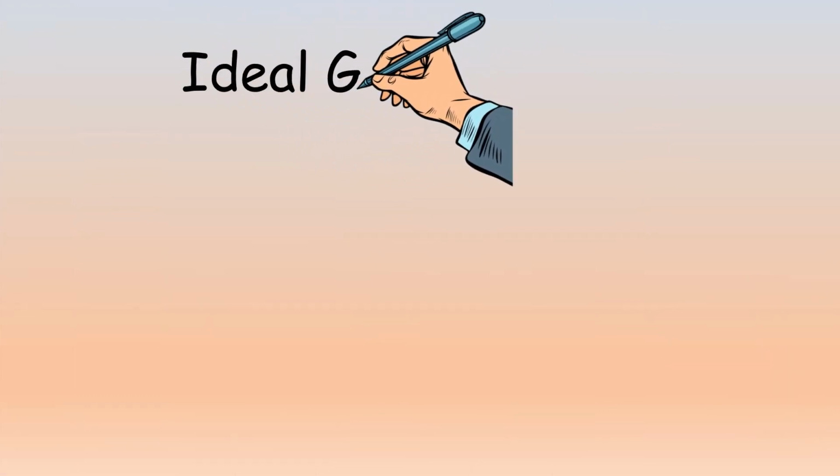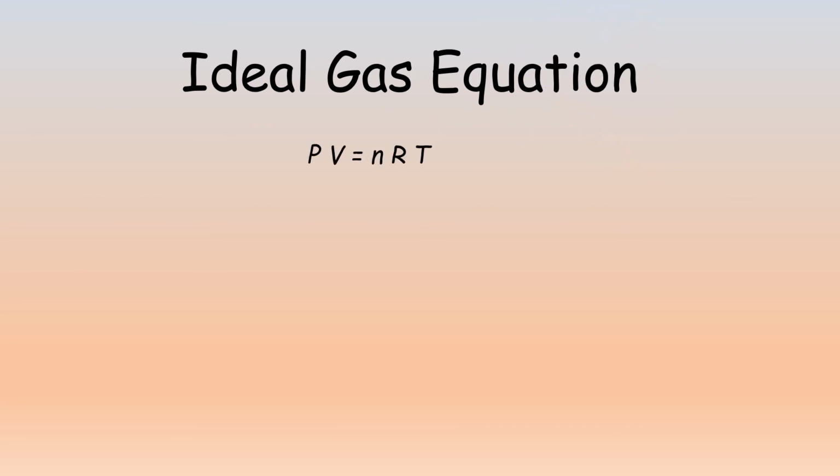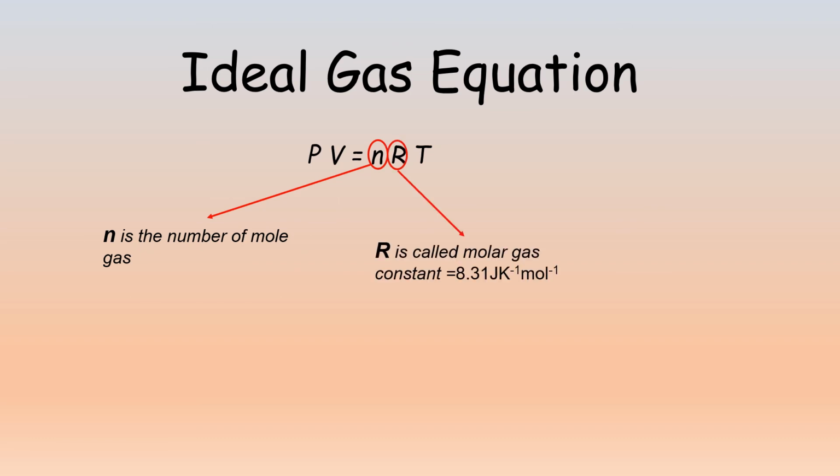Finally, combining all these three equations, we will end up with an ideal gas equation, where PV will be equivalent to nRT, where n represents the number of moles of gas, and R is the molar gas constant, where the value will be equivalent to 8.31 joules per Kelvin per mole.